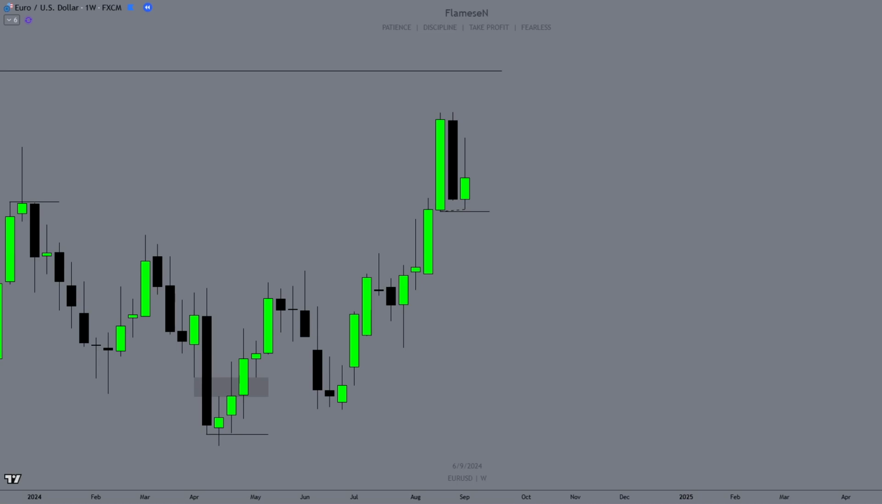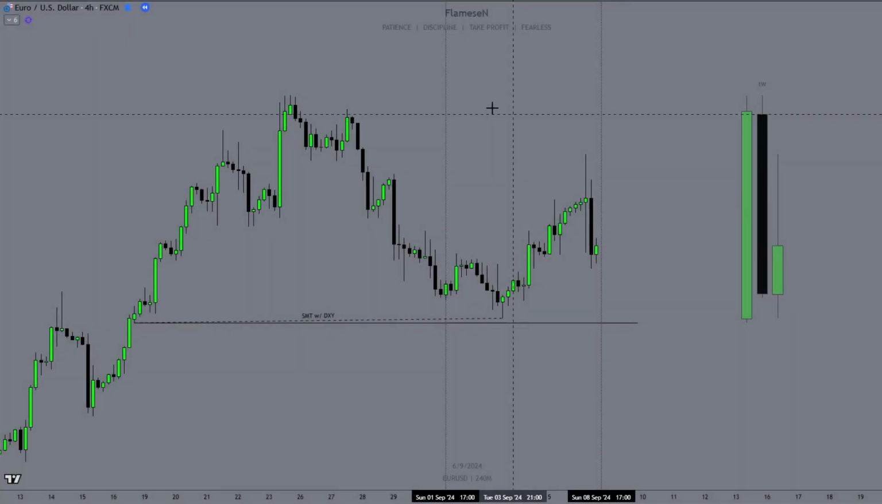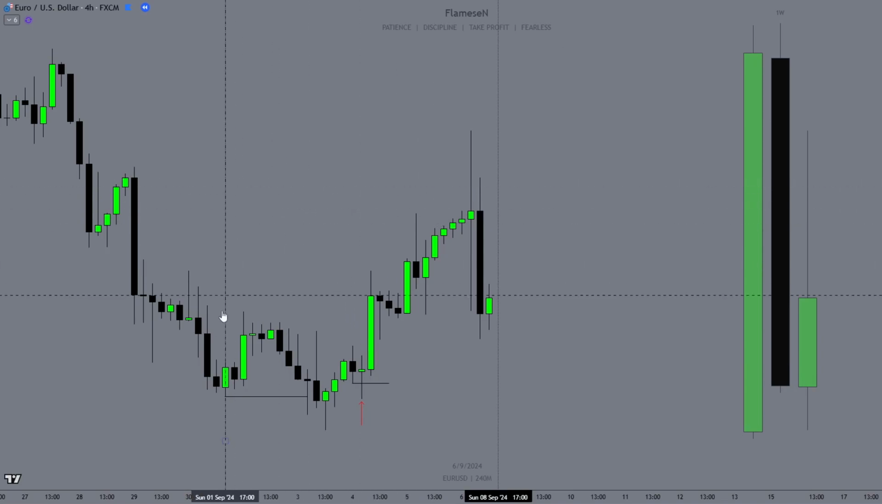Now let's look at the 4-hour time frame to see how I position myself in a CRT toward the higher time drawn liquidity, which was bullish for me. So right here on the 4-hour, you can see that we had this SMT with DXY on Tuesday, and then we closed higher. On Wednesday, my expectation was to look for higher prices for the rest of the week due to the SMT divergence.